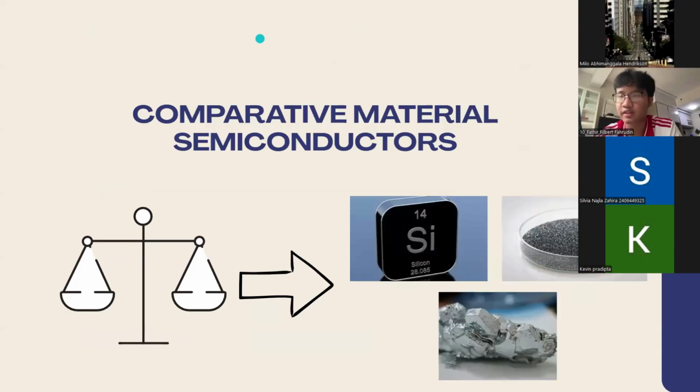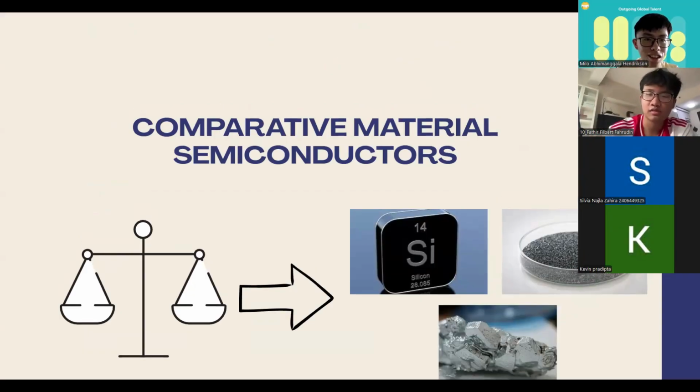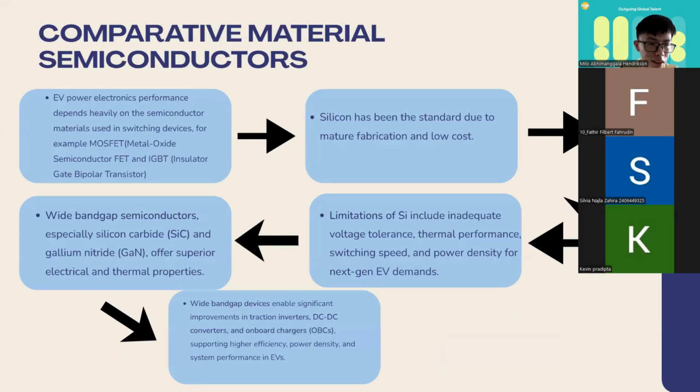So that's for me. The next slides will be continued by Milo. Okay, thank you, Fatih. Now, I am Milo Abimanga Hendrickson, and I'm going to explain comparative material semiconductors. Here is a brief history. First of all, EV power electronics performance depends on semiconductor devices such as MOSFET and IGBT.